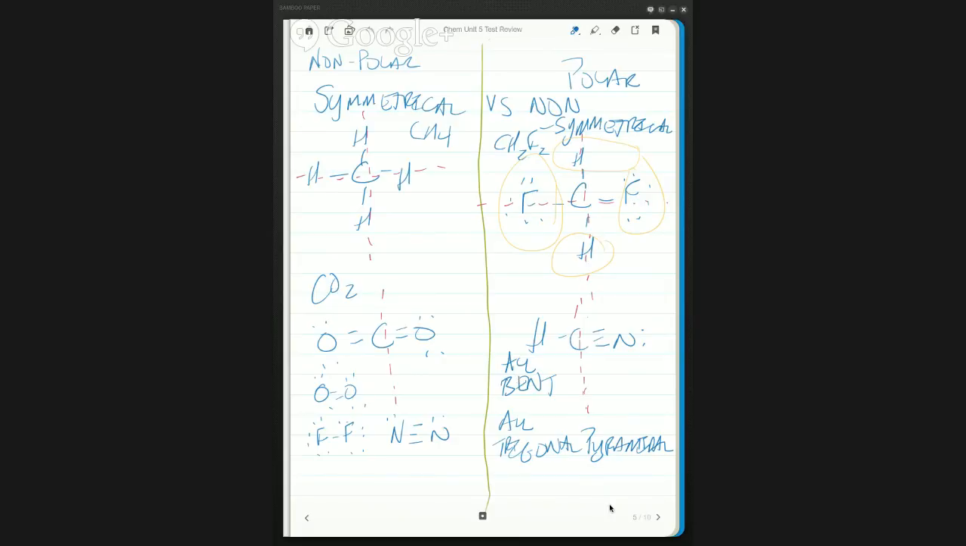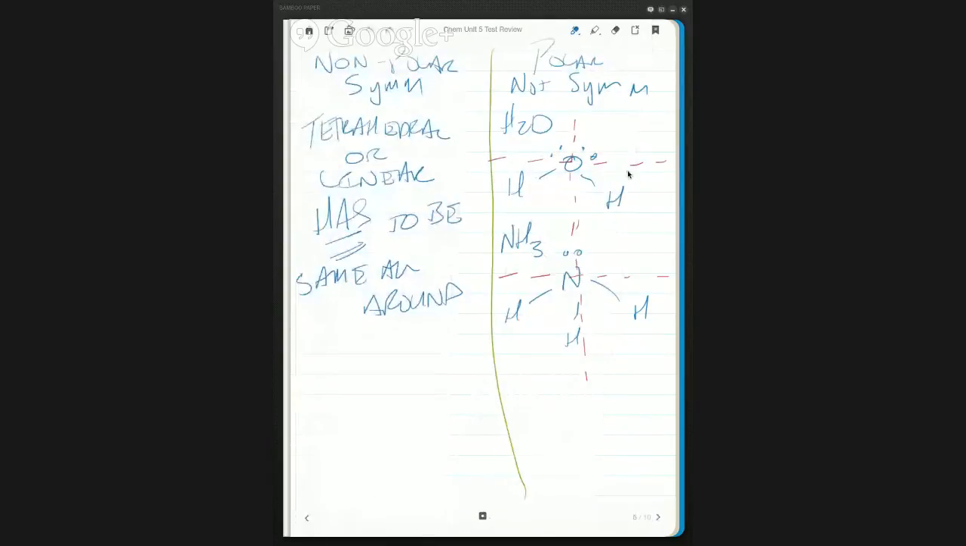All trigonal pyramidal molecules are polar. And if you look, there are lone pairs on the central atom. As soon as you get lone pairs on the central atom, it is polar. So when you make that Lewis structure and you see that there are lone pairs on the central atom, you know right away it's polar, okay?